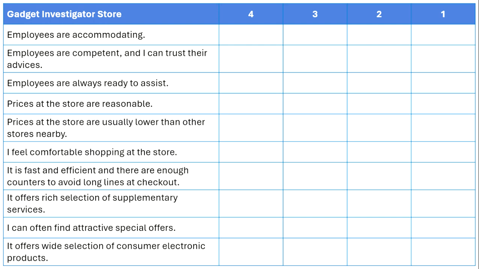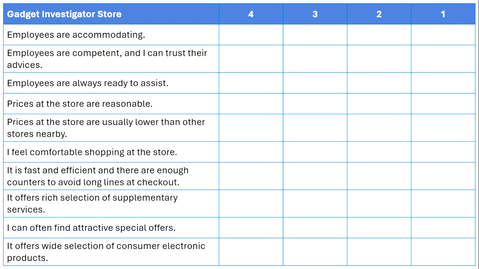So I have here a sample survey. Take note that this is just an example. It's about a gadget investigator store with their employees, the prices, the comfortability of customers, and the various selection of their products. But take note, usually when it comes to research, it's divided per factor. But for just an example, I cover it all. In your study, it could be different tables for each factor.